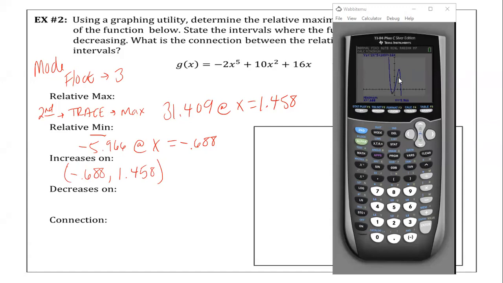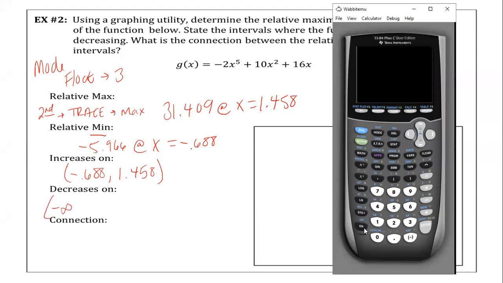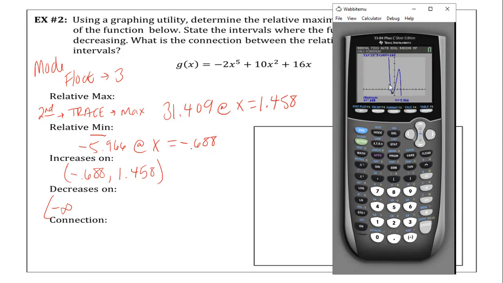Okay. And then my decrease, remember you're defining your x. So if I'm going forever to the left, that is negative infinity, right? Negative infinity up until my minimum. Agree? And that is at negative 688 thousandths. And then my other decrease happens from my maximum. And if I went forever to the right for my x's, that's positive infinity. So my other decrease is 1 and 458 thousandths to infinity.